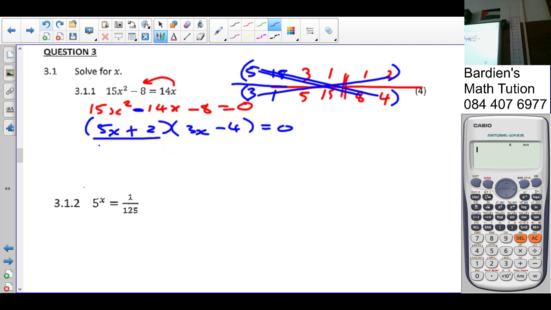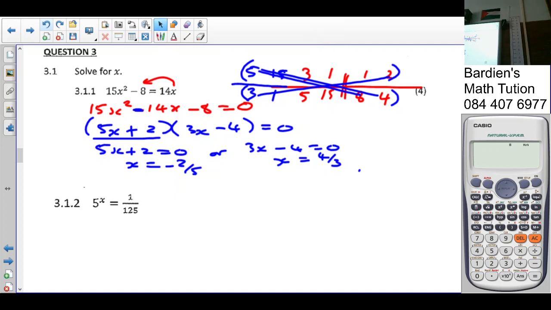So 5x plus 2 equals 0, so x equals negative 2 over 5. Or 3x minus 4 is equal to 0, so x equals 4 over 3. Okay? So try and know that, people.